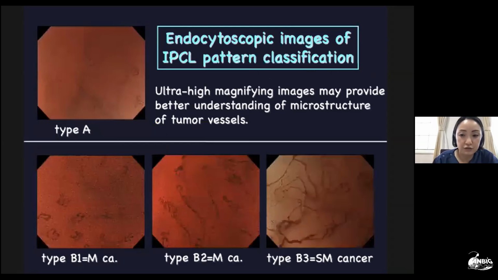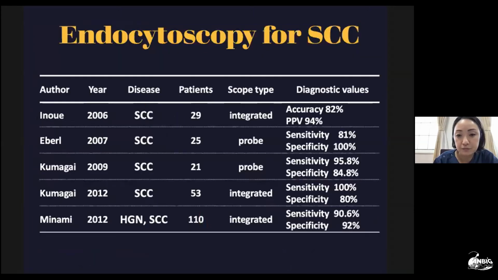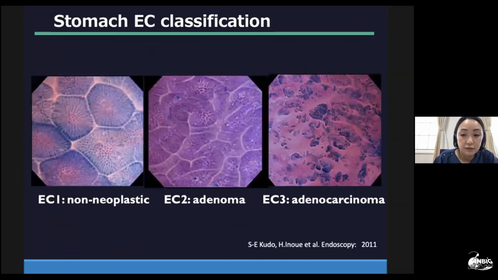The slide shows endocytoscopic findings of the IPCL pattern. Abnormality of the vascular shape is more severe in the lower pictures. This is the cancer pattern. The reported accuracy so far has been sufficiently high in previous manuscripts. So we move on to the stomach.